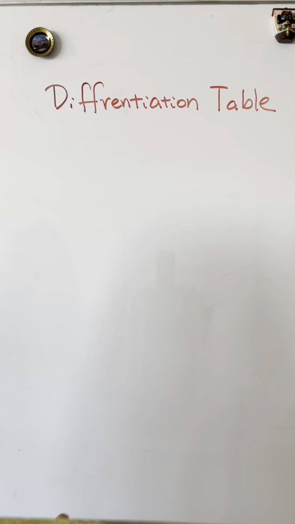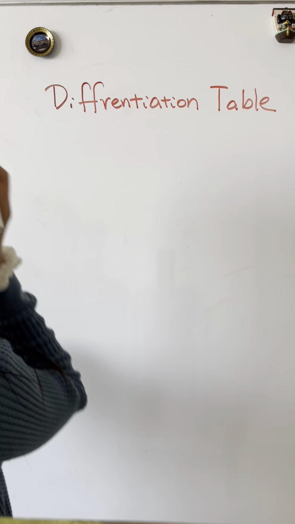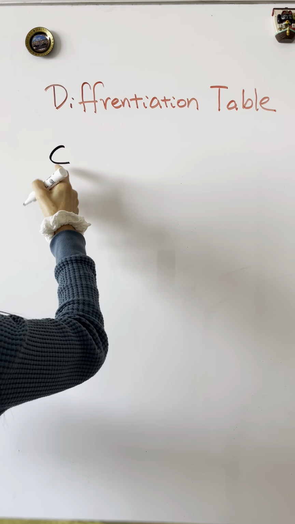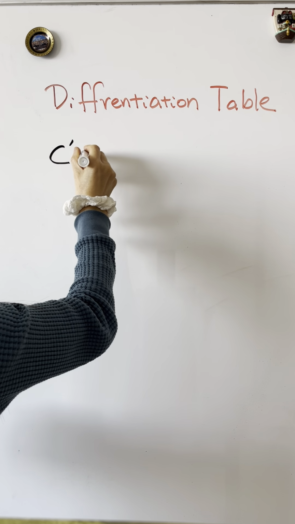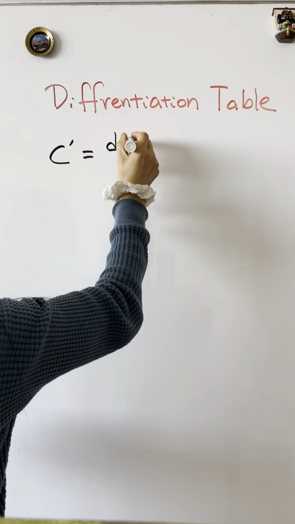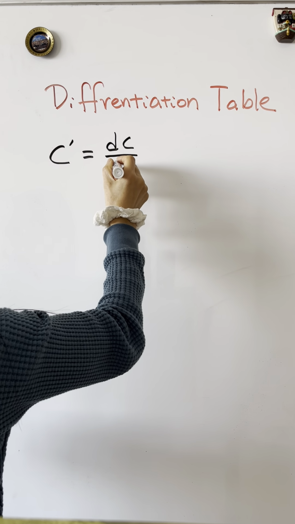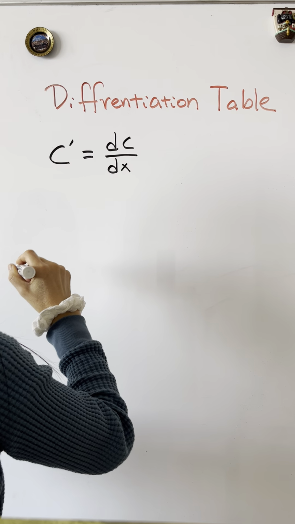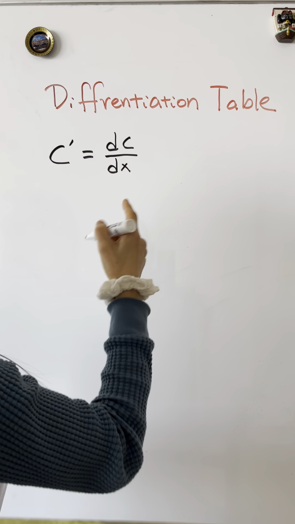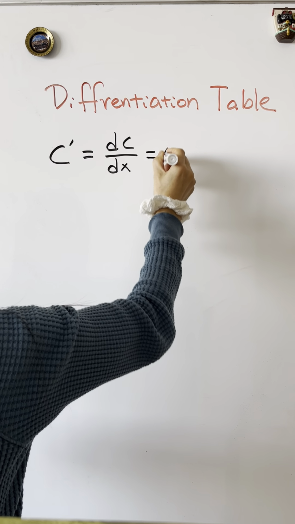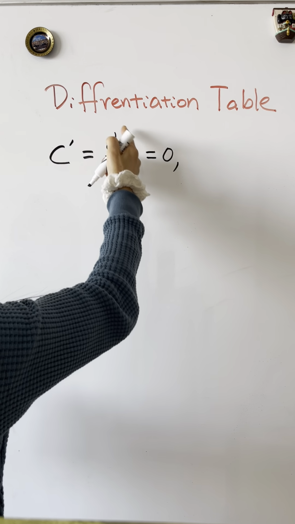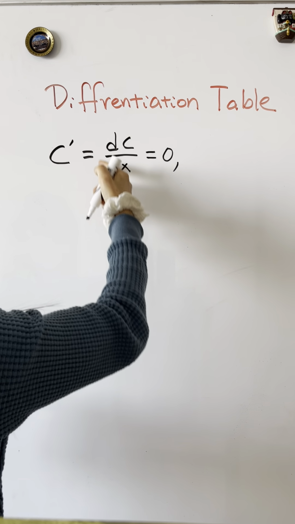In a calculus class, this differentiation table you have to memorize by heart. So, differentiate a constant. This C represents any constant. Its derivative, or differentiate, means dc over dx, right? Imagine C is a function of x, but it equals a constant value. So that's always 0, right? I'm not going to write it out in this case, but you understand, right?